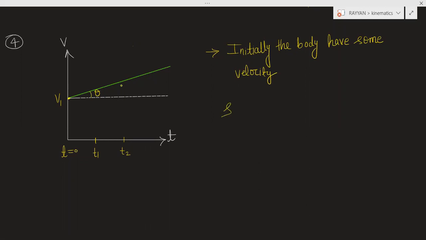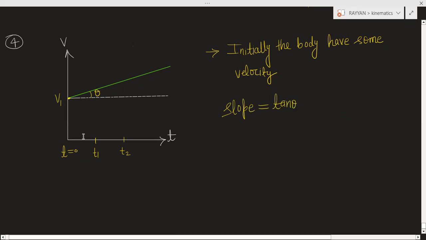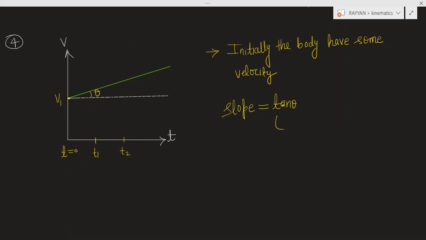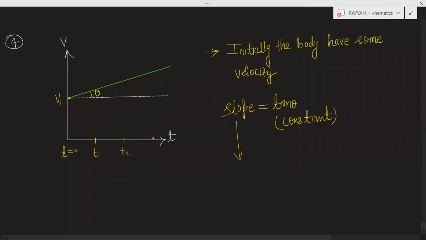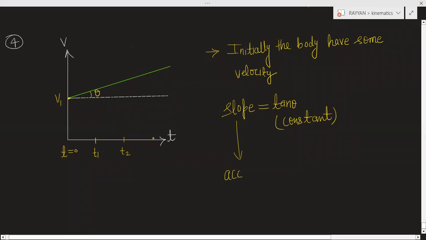So what is the slope of the graph? Slope of the graph is tan of theta with the x-axis. Slope will be tan theta. So this tan theta will be a constant value. So slope is constant, slope is not changing. What is the meaning of slope? Slope of the velocity time graph is what? Acceleration is the slope of the velocity time graph. So slope is the acceleration.